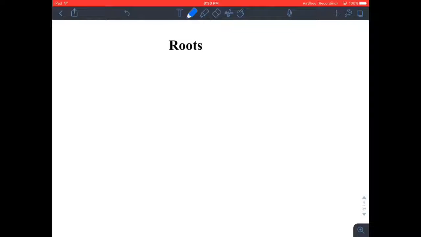Oh, forgive me. A root means trying to figure out what number times itself gives you an answer to something. So for example, let's say we wanted to find the square root of 81. If there's no number written in this little spot here, it means there's a 2. So square root of 81 means the same thing as square root of 81. What number times itself is 81? Well, the answer is 9.